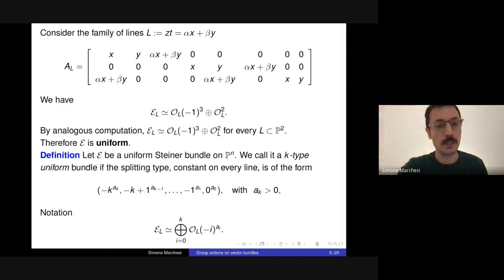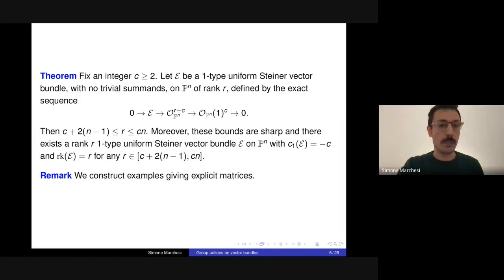Moreover, this is not just uniform, but the degrees are only minus one and zero. And so we decided to put a bound on the degrees that we could manage, and we define a K-type uniform Steiner bundle, a uniform bundle, of course, which has a summand of degree minus K, at least one, that is, A_K positive, up to zero. It's a Steiner bundle, so we cannot go further than zero. And A_I, of course, means the number of summands that we have of the form OL(-I). So the example I showed you is a one-type uniform Steiner bundle.